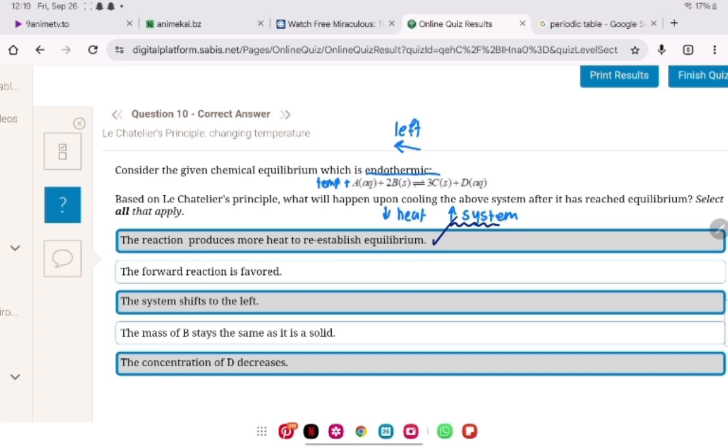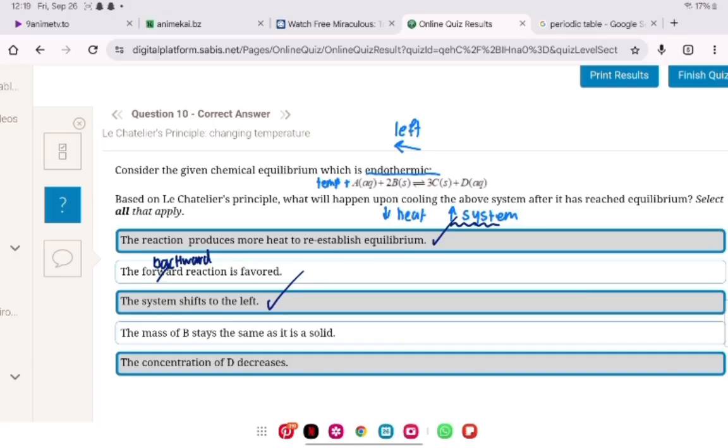We said that it will move backward because we want to increase the heat for the system. So the forward reaction is not favored, it's the backward reaction. That's why this is wrong. The system shifts to the left. Like we said, it moves to the left because we said already.